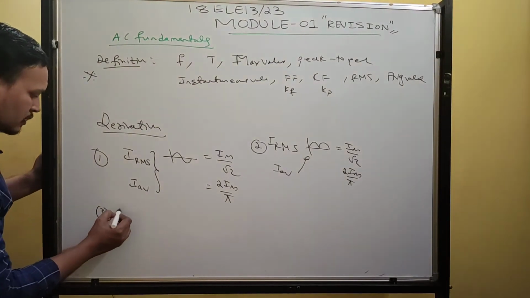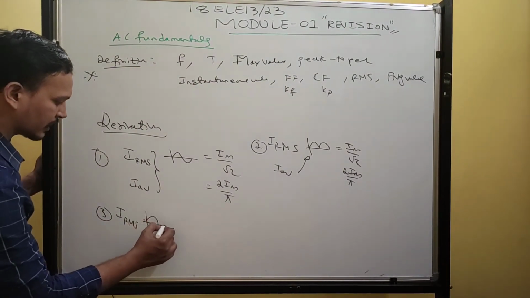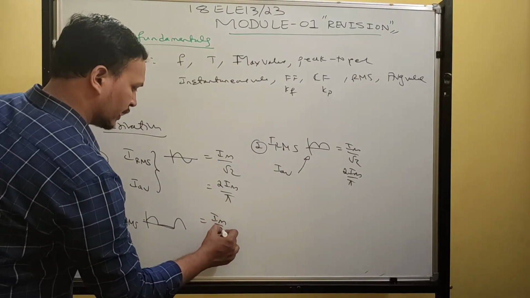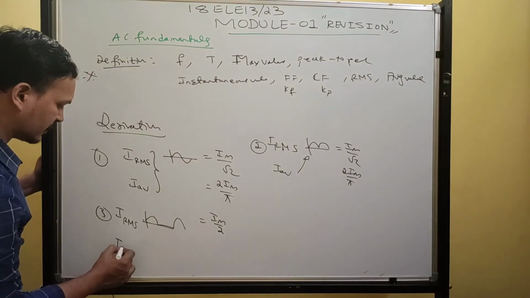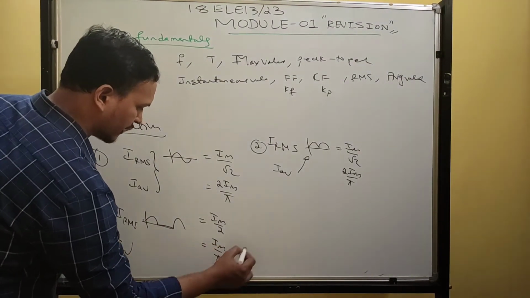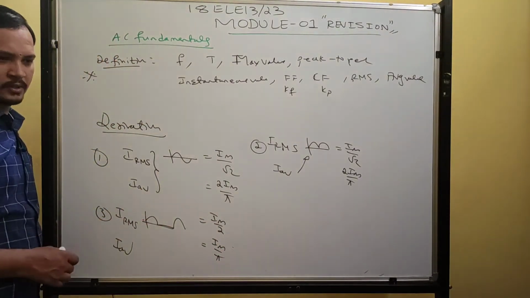Next is the RMS value for the half rectified waveform. What is the formula for that? Im by 2. What is the average current for the half rectified waveform? Im by pi. So you must remember all these equations.